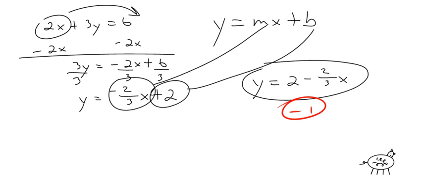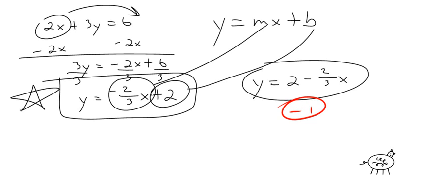Okay, so don't write it that way. All right, so this is what I want, right? y equals negative 2/3 x plus 2. Okay, so let's plot this. I'm kind of running out of room here, but that's okay.